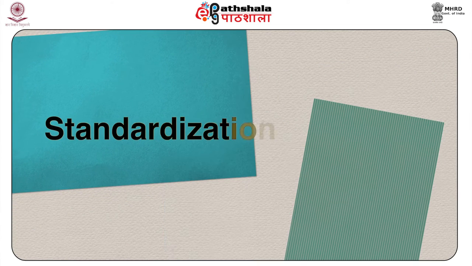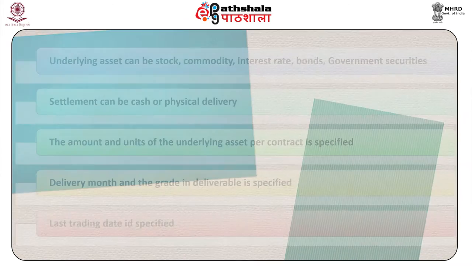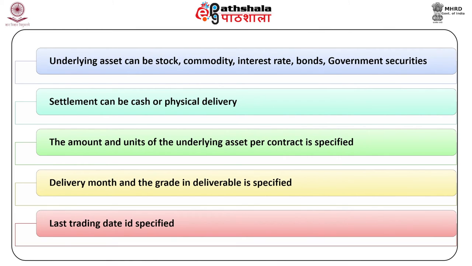Futures contracts. Any contract which is standardized, involving two parties having an agreement to buy or sell an asset with a specific quantity or quality at a price which is agreed today for future delivery. Standardization of futures contract. Underlying asset can be stock, commodity, interest rate, bonds, government securities. Settlement can be cash or physical delivery.